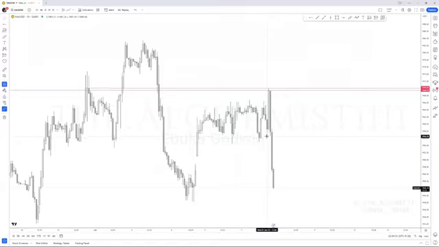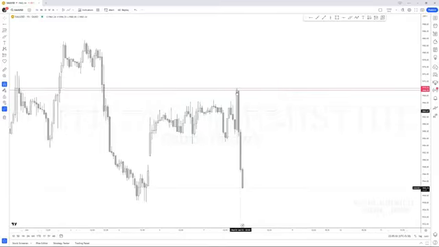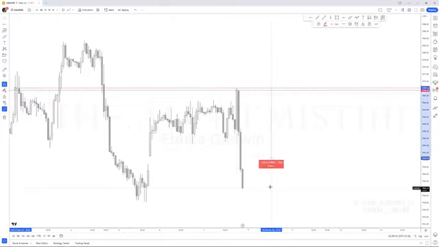Now, if you have any ideas of passing challenges with this method, I'll show you the confirmation entries. Please stick to the confirmation entries if you are going to pass challenges. Because with these types of setups, you might think, oh, I could have taken the sell here. I could have passed my challenge with this. That's 300 pips.